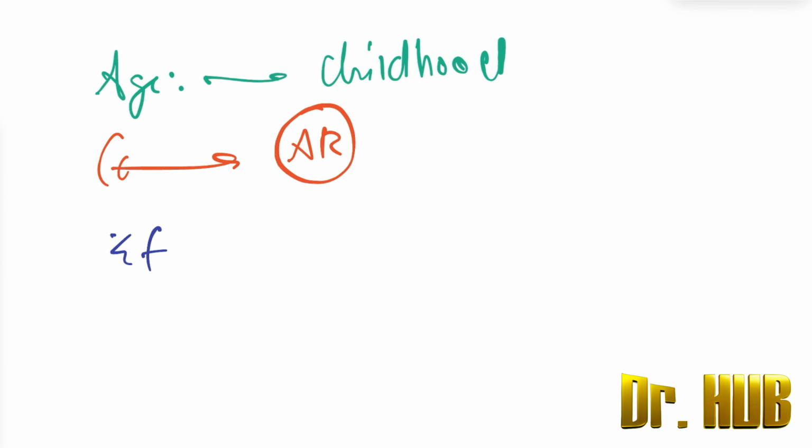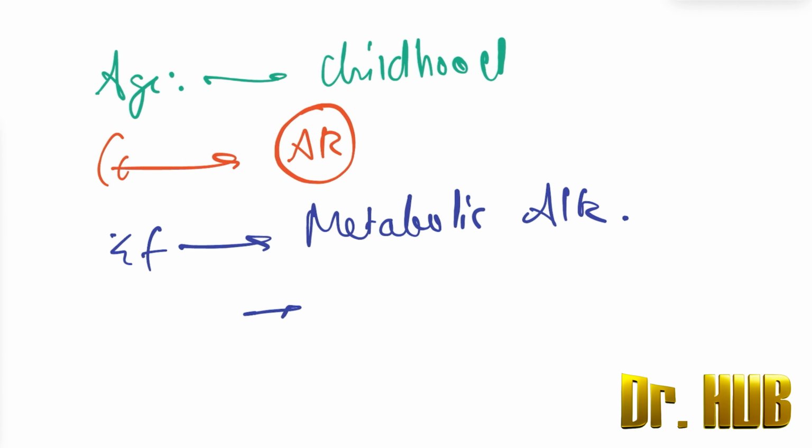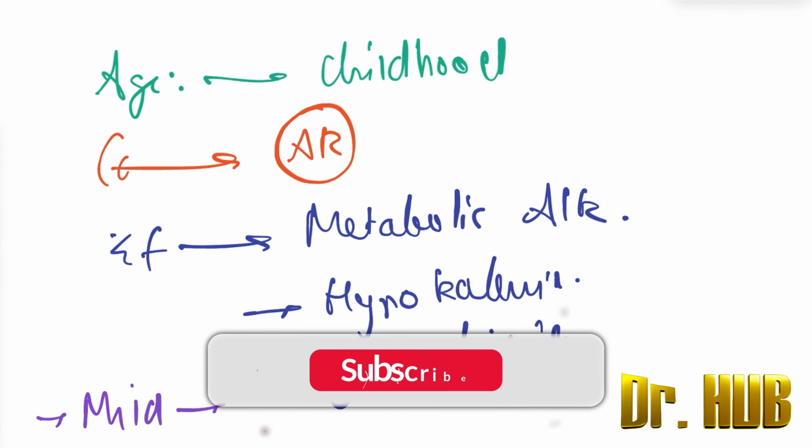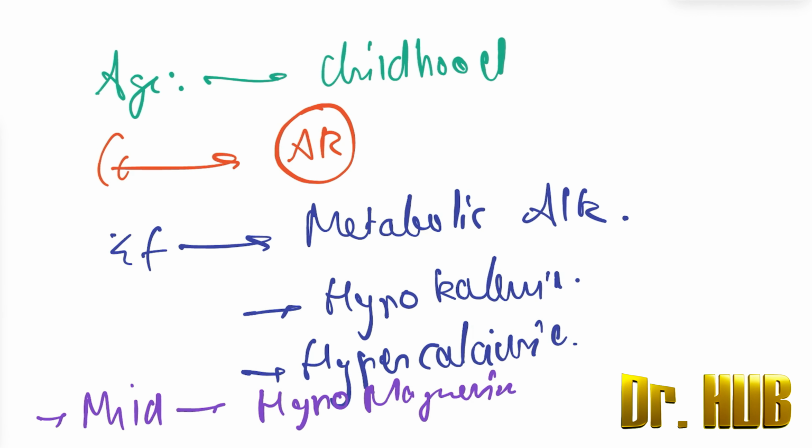Now when we look at the effects, it is metabolic alkalosis. There is hypokalemia. There is hypercalciuria. Then there is also a mild hypomagnesemia.